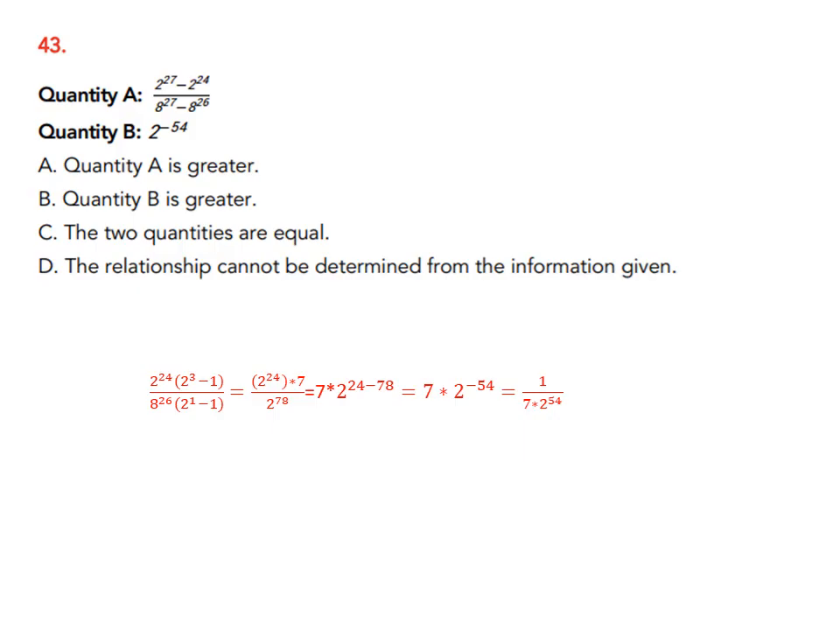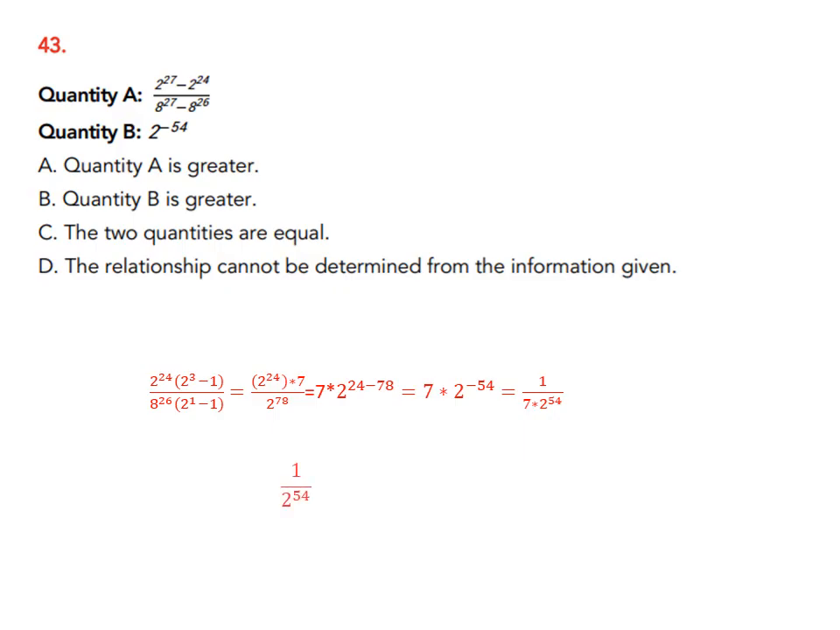And in the denominator, you can take 8 to the power 26 as a common term. So 2 minus 1 equal to 1, and 2 cube will be 8. So 3 multiplied by 26, we get 2 to the power 78. Now we have the same base in the numerator and denominator. So 24 minus 78, we get 7 multiplied by 2 to the power minus 54. And if we write it as a fraction, we get 7 by 2 to the power 54.